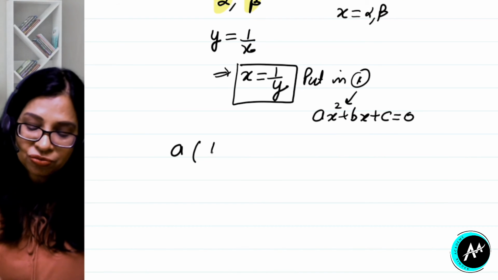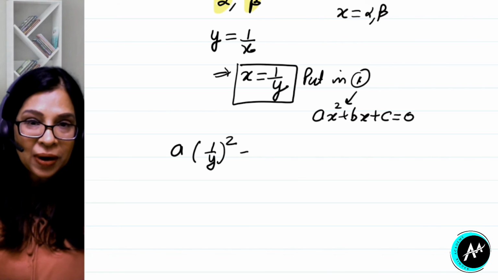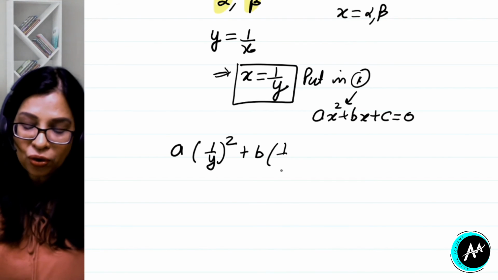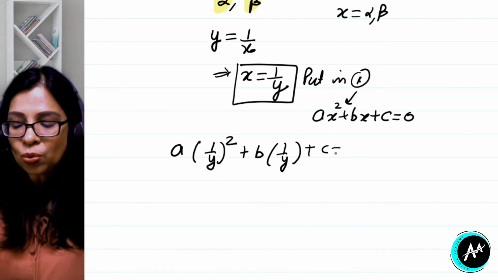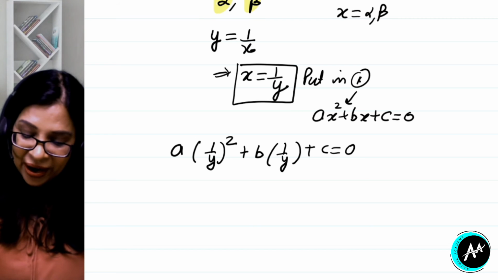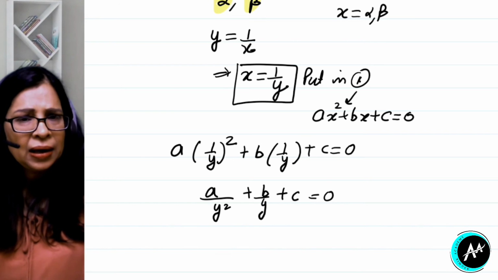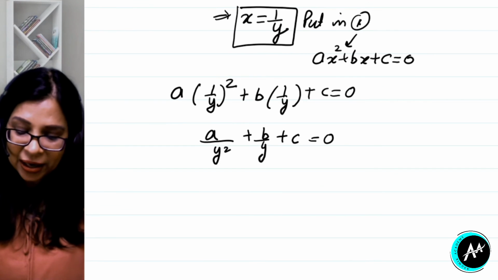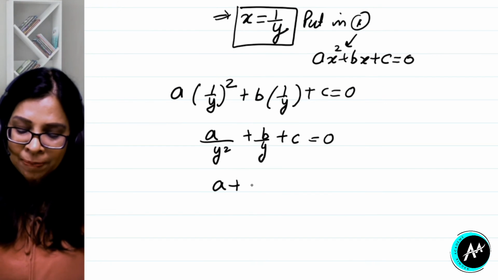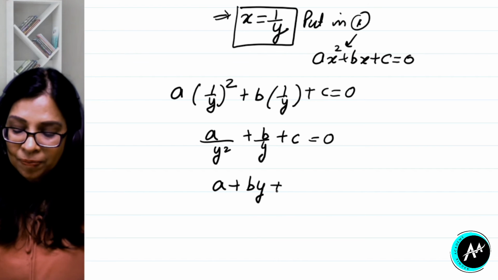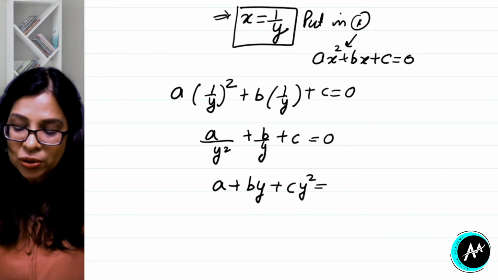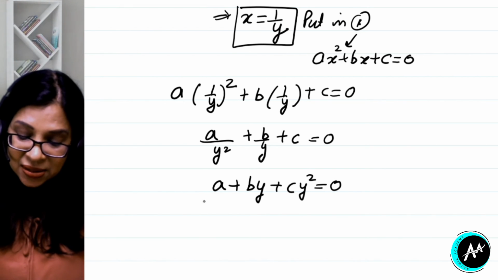a into 1 upon y whole square plus b into 1 upon y plus c equal to 0. Let's simplify. I get a upon y square plus b upon y plus c equal to 0. Let's take LCM and then cross multiply. So I will get a plus by plus cy square equal to 0. So this is the new equation.